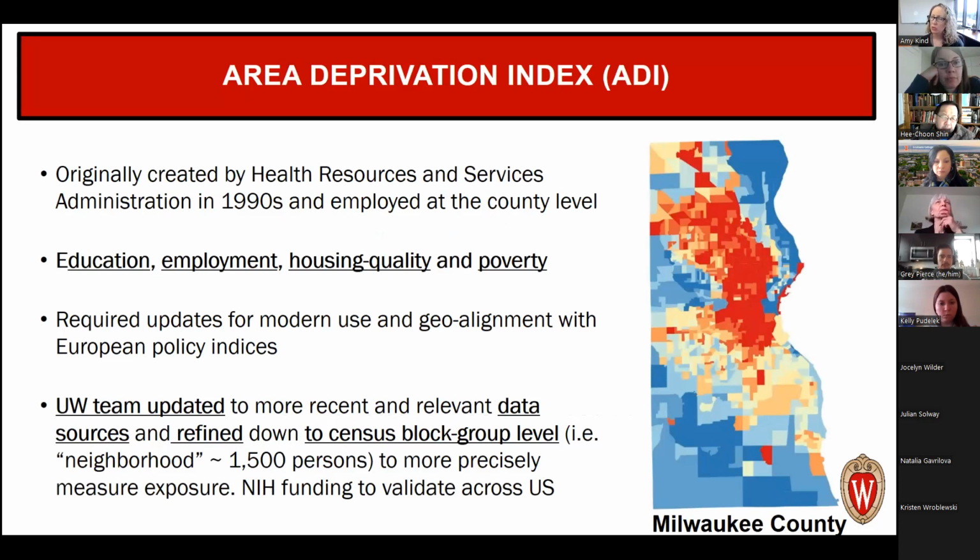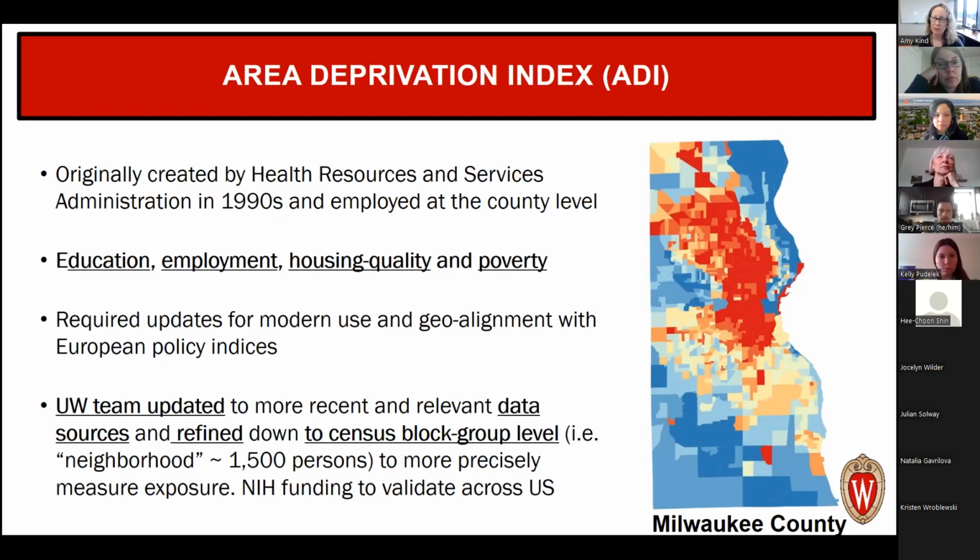So we started working with the Area Deprivation Index, which was created in the late 80s and early 90s by the Health Resources and Services Administration, but it wasn't ready for policy prime time because it was not fully aligned with those European indices in a number of important ways. But it did include different metrics of education, employment, housing quality, and poverty. Its data source was old though and no longer available, so that needed an update as well.